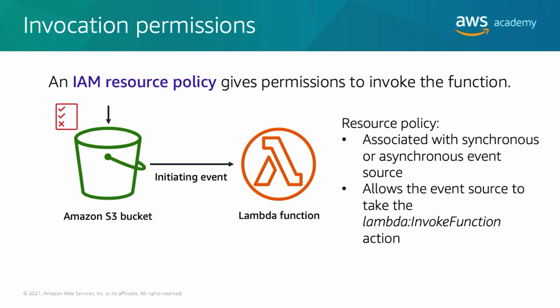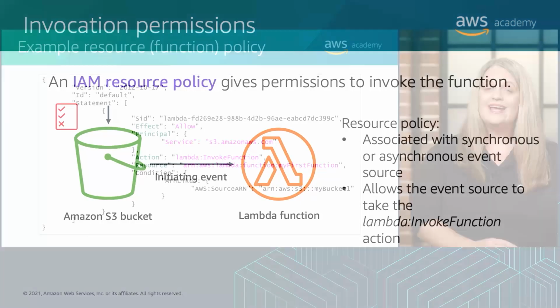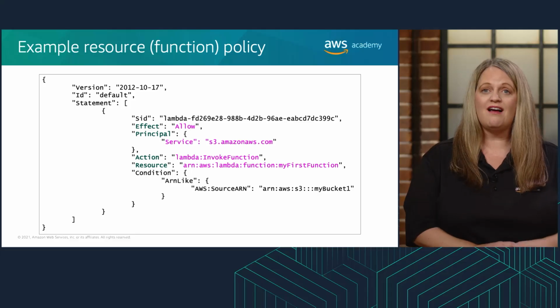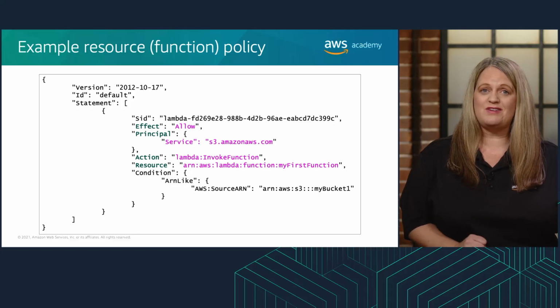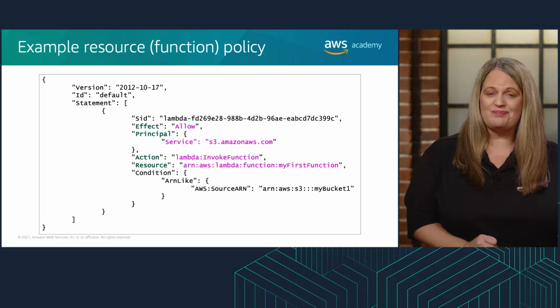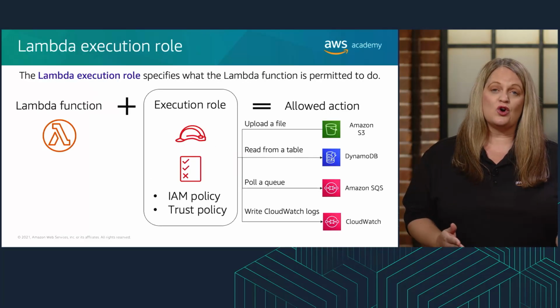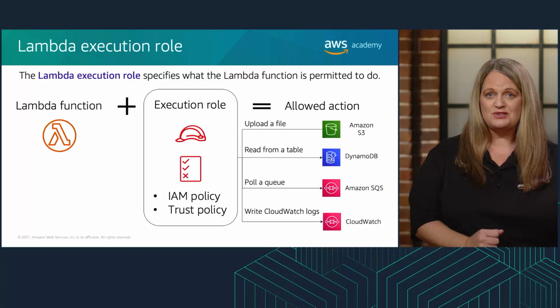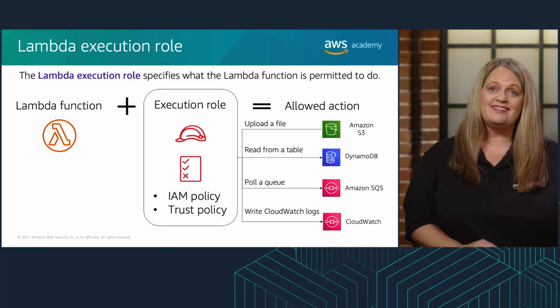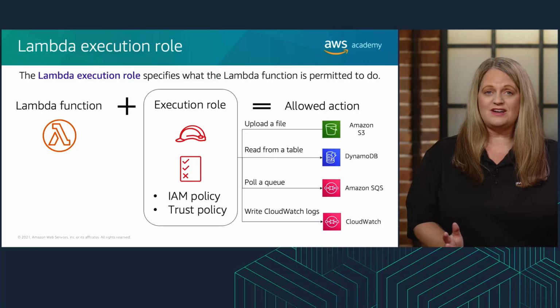Notice that the IAM resource policy is on the bucket, not on the Lambda function. In this example, the resource policy on an S3 bucket gives Amazon S3 permissions to invoke the Lambda function called myFirstFunction. The Lambda execution role grants your Lambda function permissions to access AWS services and resources. You select or create the execution role when you create the function.